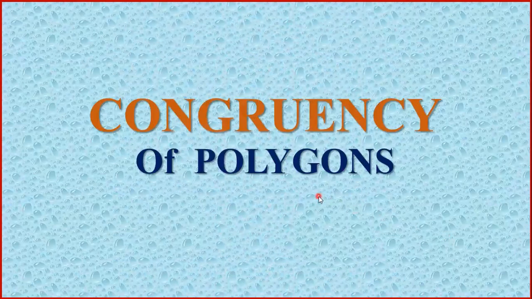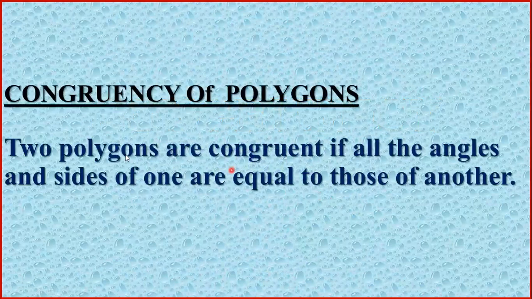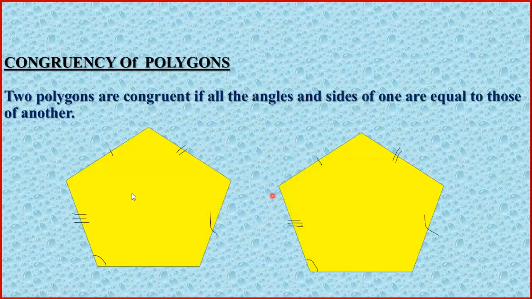Congruency of polygons. Two polygons are congruent if all the angles and sides of one are equal to those of another. For example, in this pentagon having 5 sides, all the sides of the first pentagon are equal to all the corresponding sides of the second pentagon, and all the angles are equal to the corresponding angles of the second pentagon. Therefore, these two are congruent.